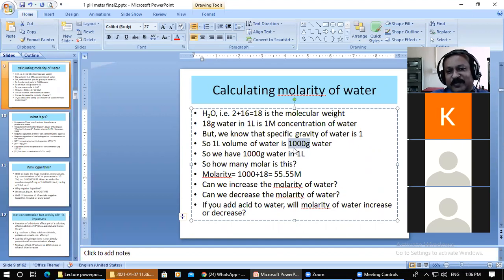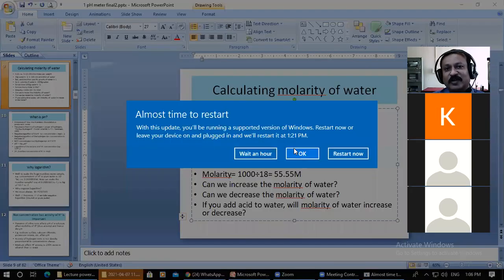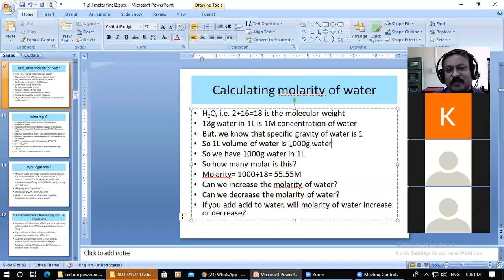Agreed? Okay, see, I have 1 liter of water. It means I have 1000 gram of water, because the specific gravity of water is 1. 1 liter is equal to 1 kilogram of water, and 1 kilogram is 1000 gram of water. So now I want to know the molarity of water. I will divide this 1000 by 18, where 18 is the molecular weight of water. So 1000 divided by 18 is 55.5 mole. Is it right?